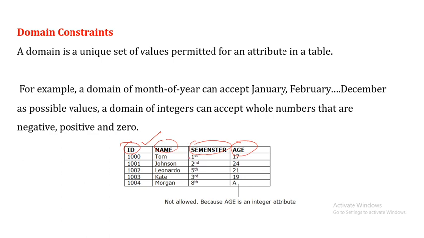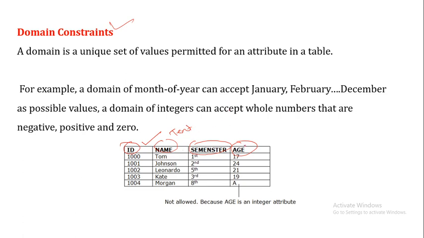Now, in this table, what happens? We are going to impose your domain constraint. What is the domain constraint? The domain constraint imposed, let's suppose on the name: a name will always consist of some text. It should not be any number. So this is what is being imposed.